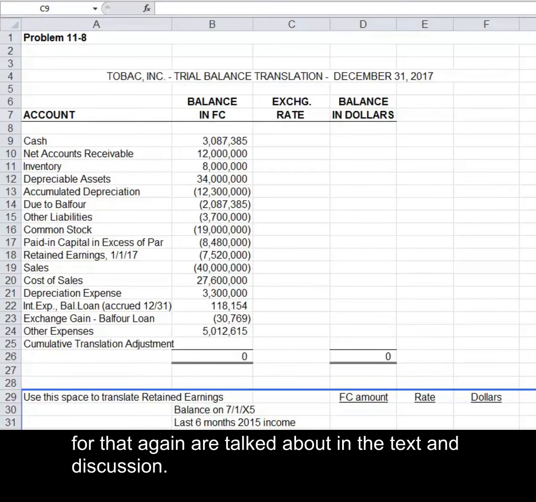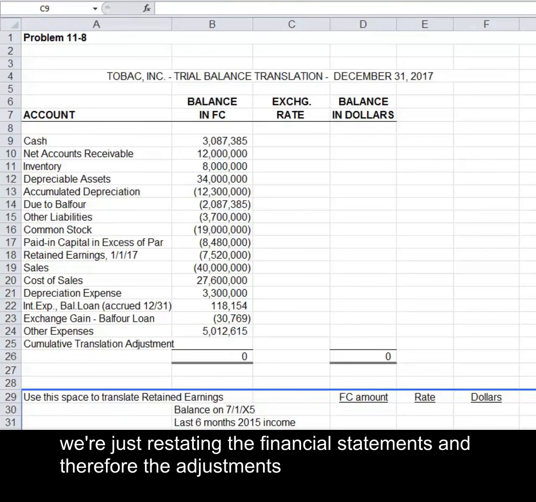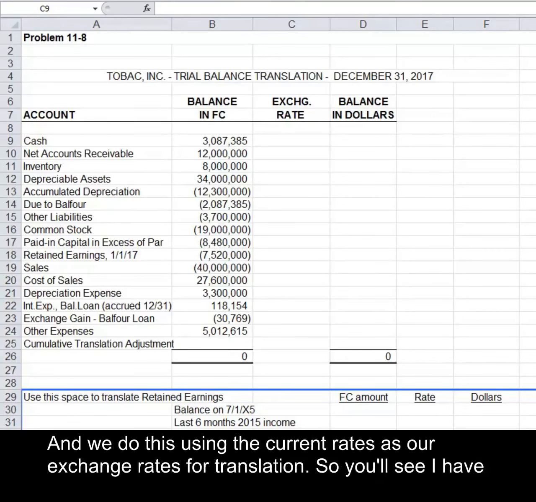And the criteria for that, again, are talked about in the text and the discussion. This example, problem 8, we're going to look at translation. Translation, remember, has no immediate cash flow impact. We're just restating the financial statements, and therefore the adjustments are part of other comprehensive income, not an immediate change to net income. And we do this using the current rates as our exchange rates for translation.